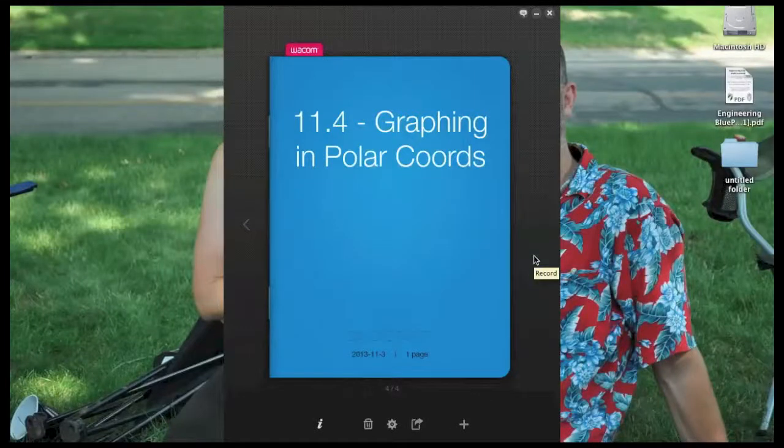So next topic up is 11.4, which is graphing in polar coordinates. Now we had a brief introduction to polar coordinates in the last lecture, and now we're going to work a little bit more on graphing.